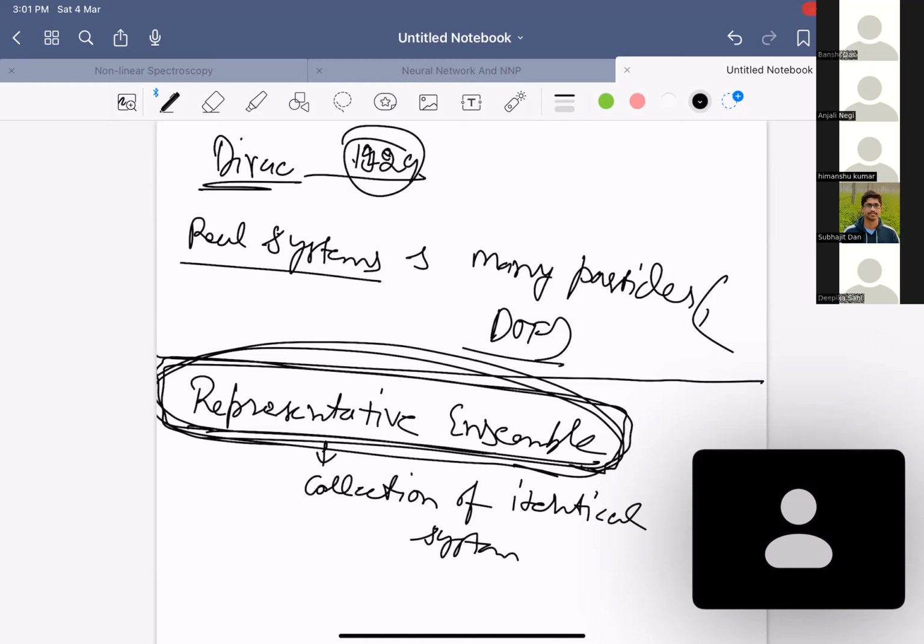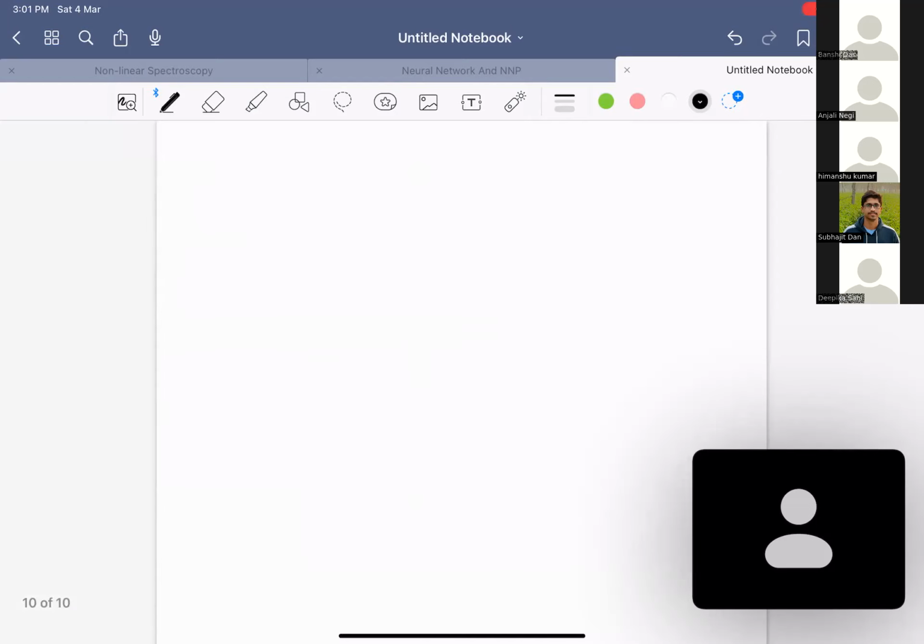So it motivated scientists to use the same idea in quantum mechanics. They thought that a similar concept could be used to describe quantum mechanical systems by these representative ensembles. Some examples of these are quantum systems in thermal equilibrium, non-equilibrium, their time evolution, transport theory, and entanglement. That we will see in the application part.